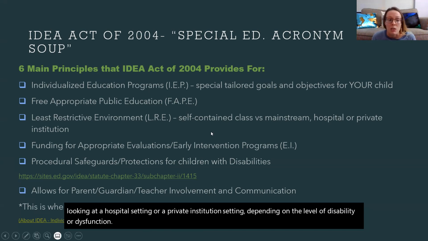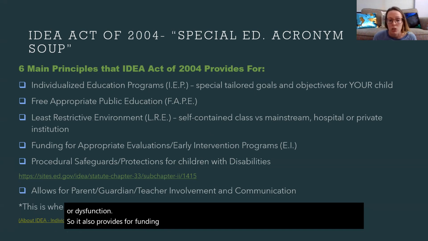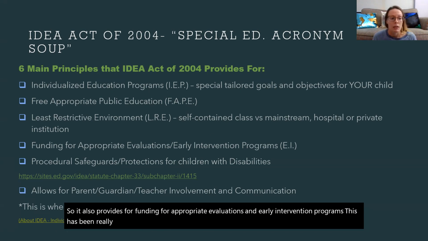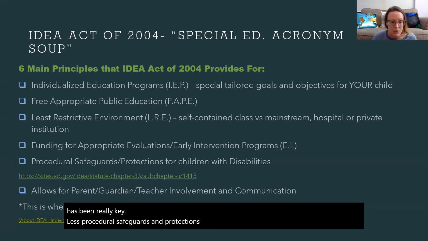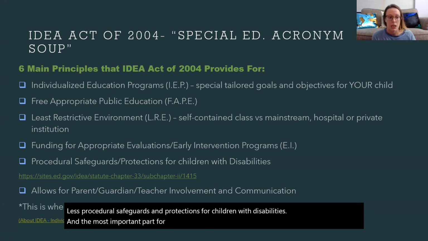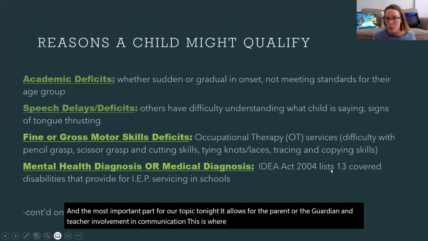So it also provides for funding for appropriate evaluations and early intervention programs. This has been really key. It lists procedural safeguards and protections for children with disabilities. And the most important part for our topic tonight, it allows for the parent or the guardian and teacher involvement in communication. This is where the child study team comes in. This is where you guys come in.